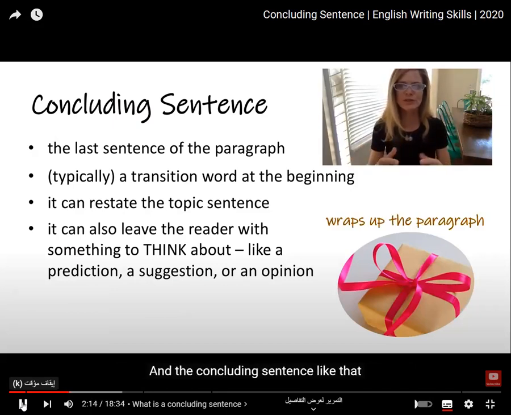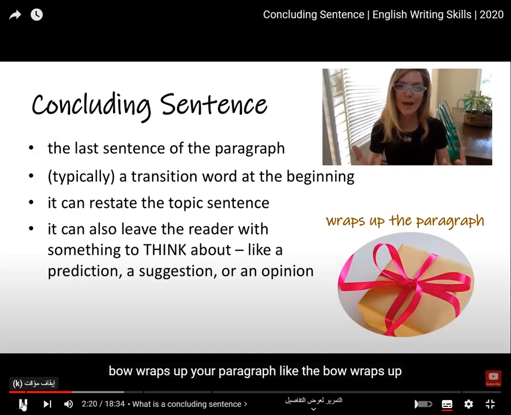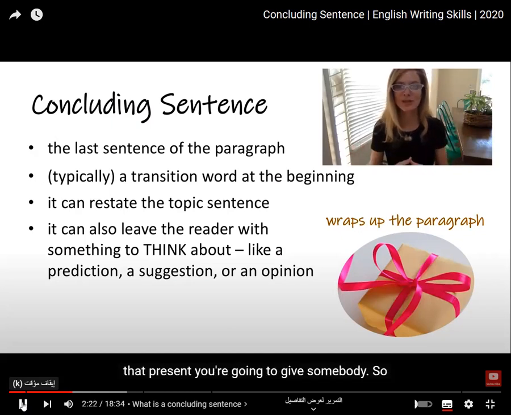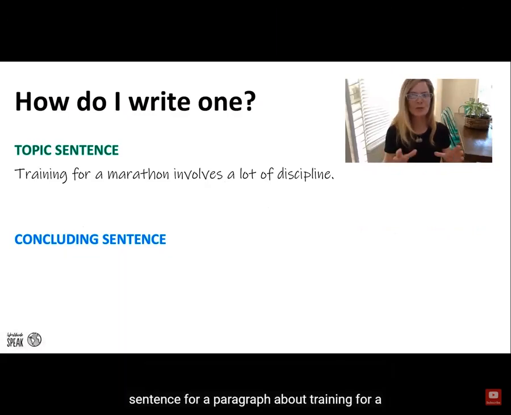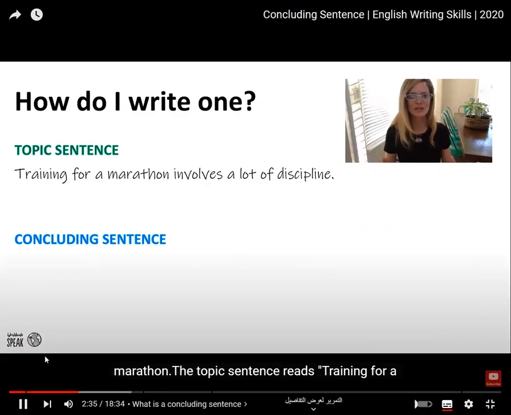And the concluding sentence, like that bow, wraps up your paragraph, like the bow wraps up that present you're going to give somebody. So, how do I write a concluding sentence? Let's take a look at a topic sentence for a paragraph about training for a marathon. The topic sentence reads, training for a marathon involves a lot of discipline.